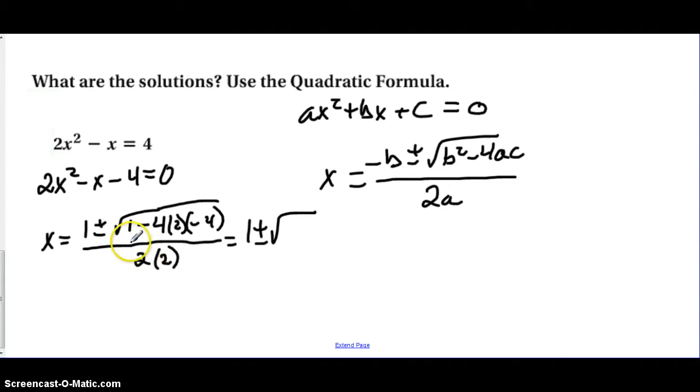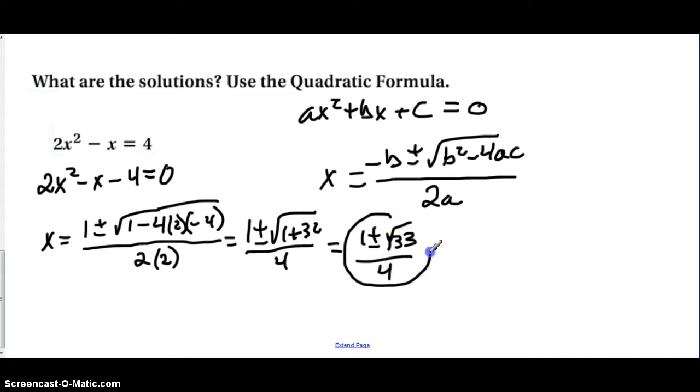And we're going to have 1 plus, remember that negative times a negative, 32 here, all over 4. And that's going to simplify to 1 plus or minus radical 33 all over 4. And again, I'll keep reminding you guys, this is 2 solutions.